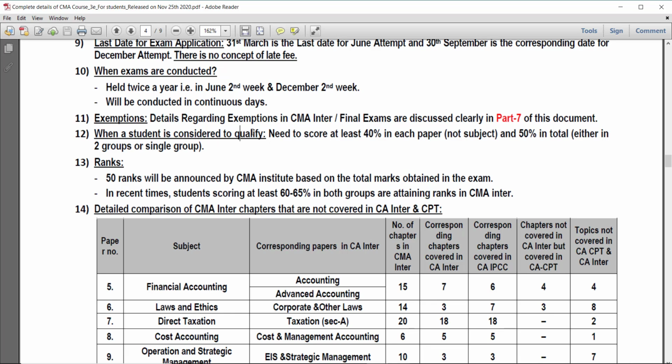When is a student considered to qualify the CMA Inter course? He has to score at least 40% in each paper and 50% in total aggregate. The CMA Institute announces 50 ranks for CMA Inter level, and students scoring at least 60 to 65% in both groups are attaining ranks in CMA Inter as per recent information.